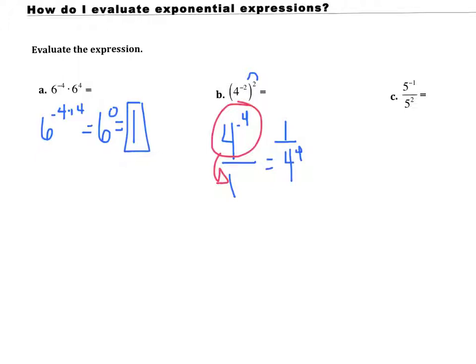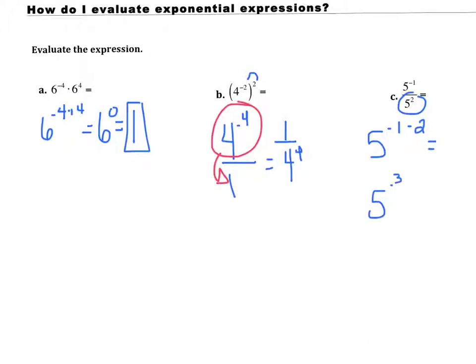Alright, our next one. I've got 5 to the negative 1 divided by 5 to the second power. Well, remember, when you divide exponents, you're subtracting the exponents. So let's go ahead and I'm going to take 5 to the negative 1, and now I'm going to minus 2.